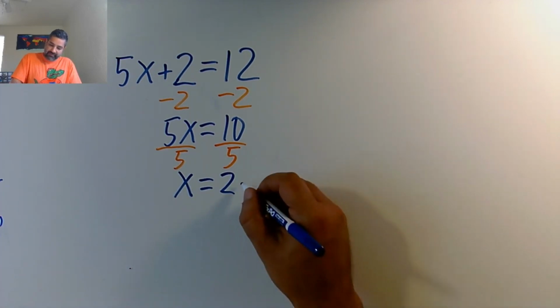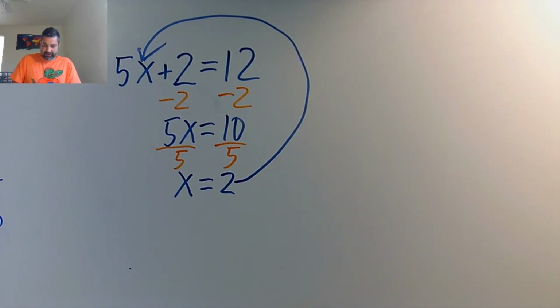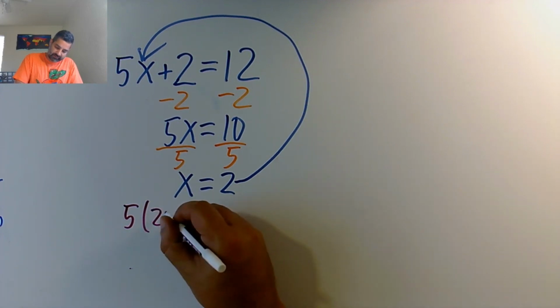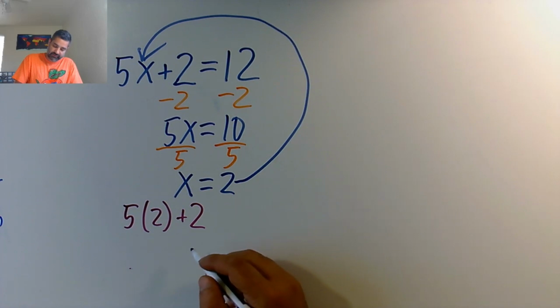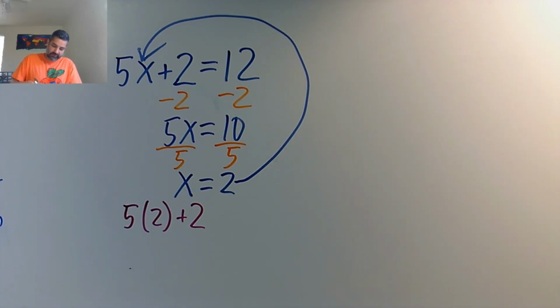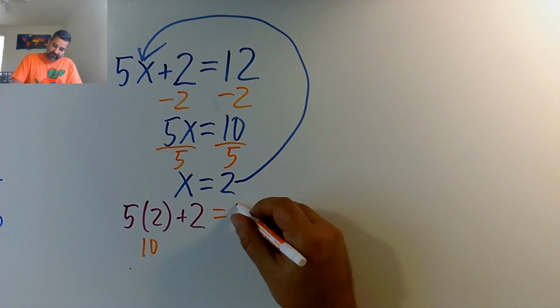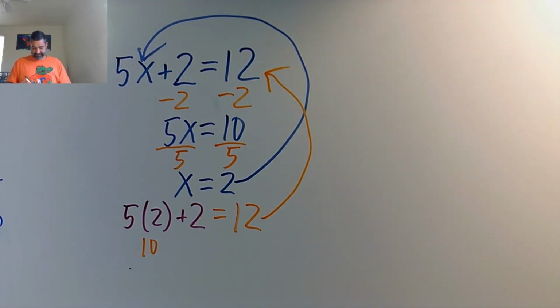Let's make sure it's right. Let's replace this x, this variable, with a 2, and then see what we get. So we have 5 times 2 from here, plus 2. So what's 5 times 2? It's 10. And then what's 10 plus 2? It equals 12. And that's the right answer.